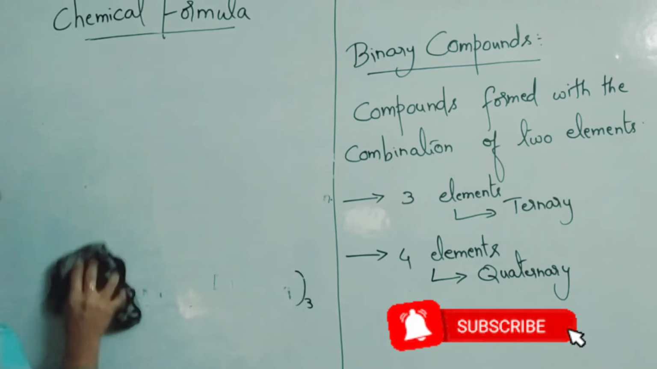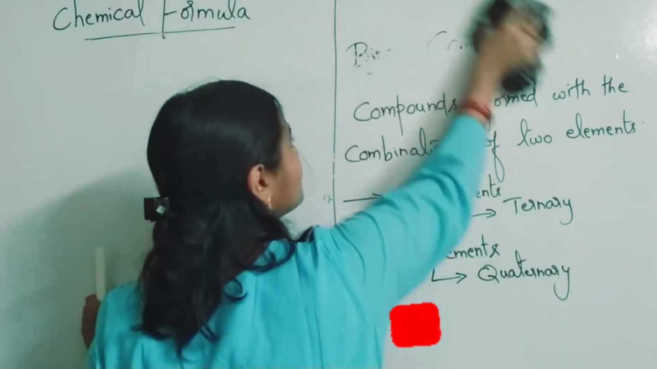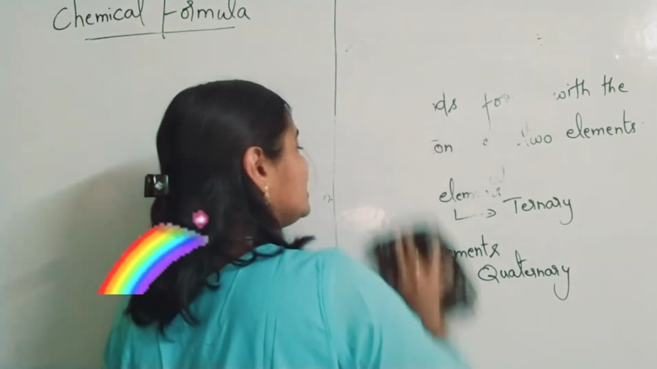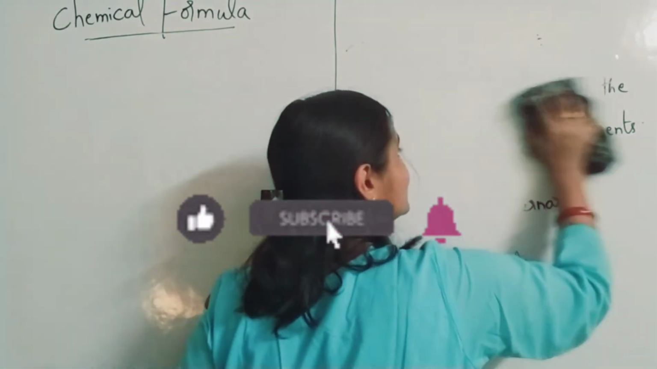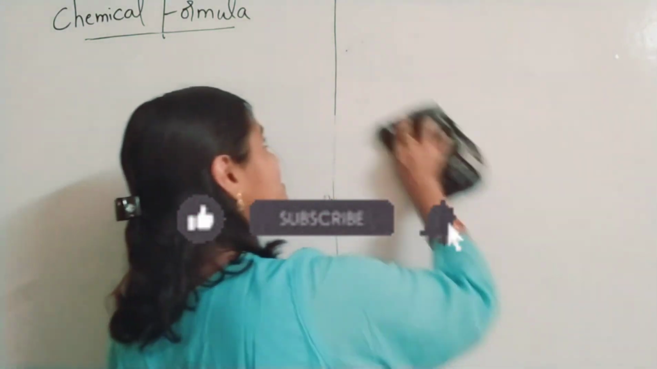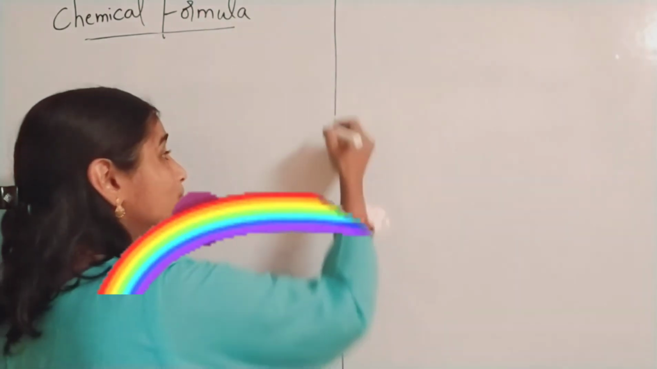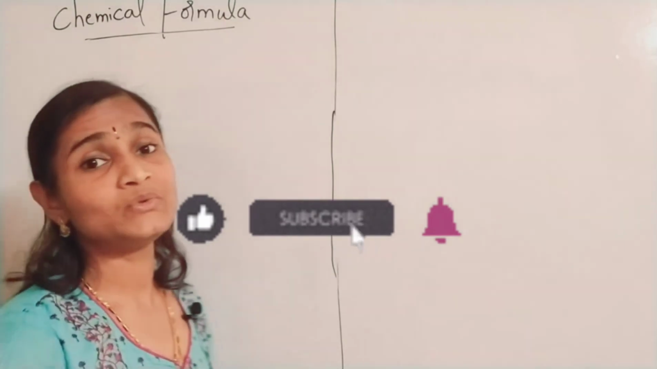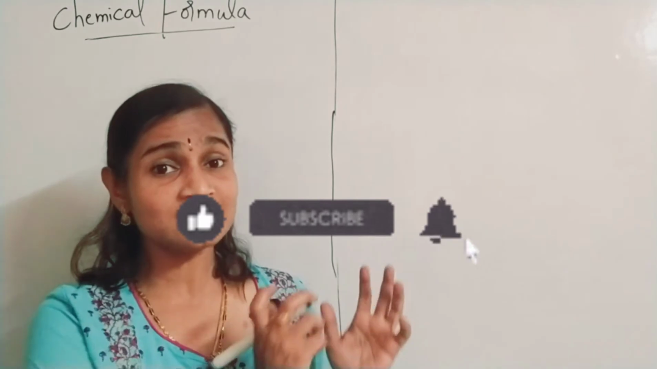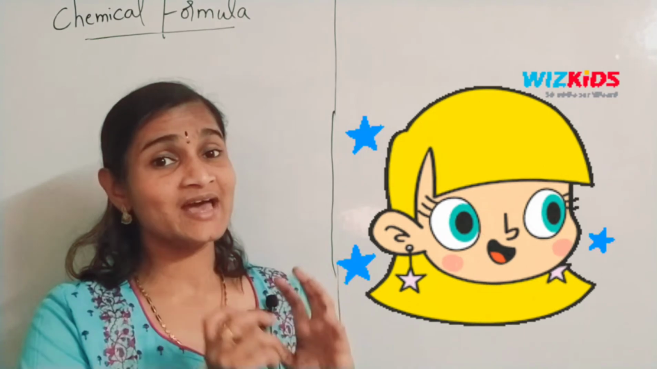What are the rules for writing the chemical formula of a compound? So let us learn about the rules for writing the chemical formula of a compound. Before you understand this, you should know what are metals and what are non-metals. You can visit my previous video on metals and non-metals: how to identify metals, how to identify non-metals, what type of elements are considered metals and what type are considered non-metals. You should have an idea about this.